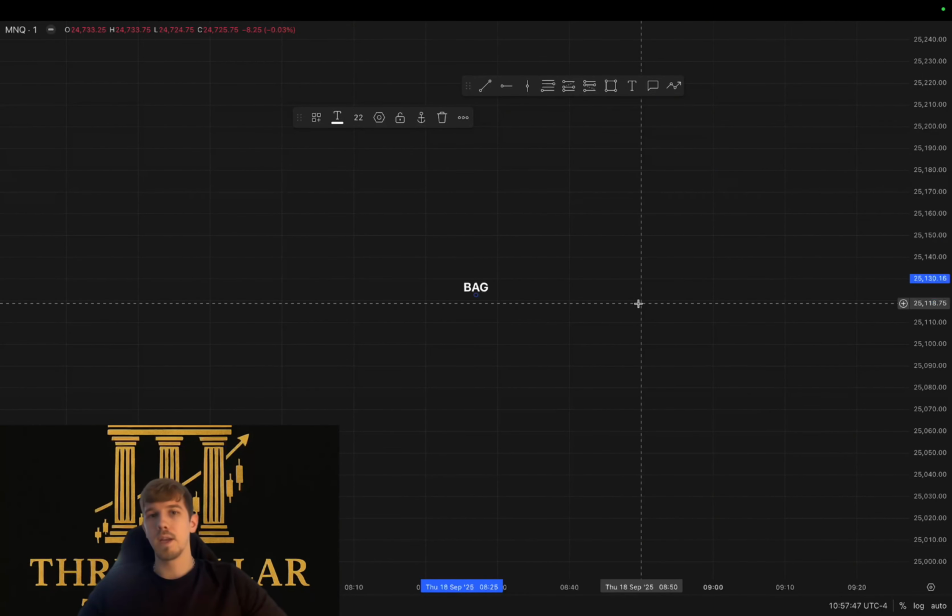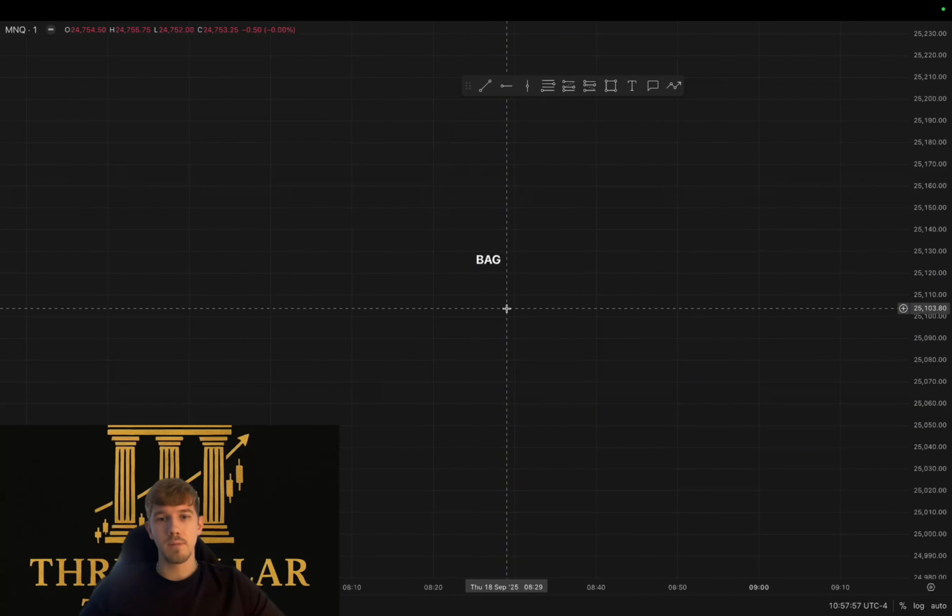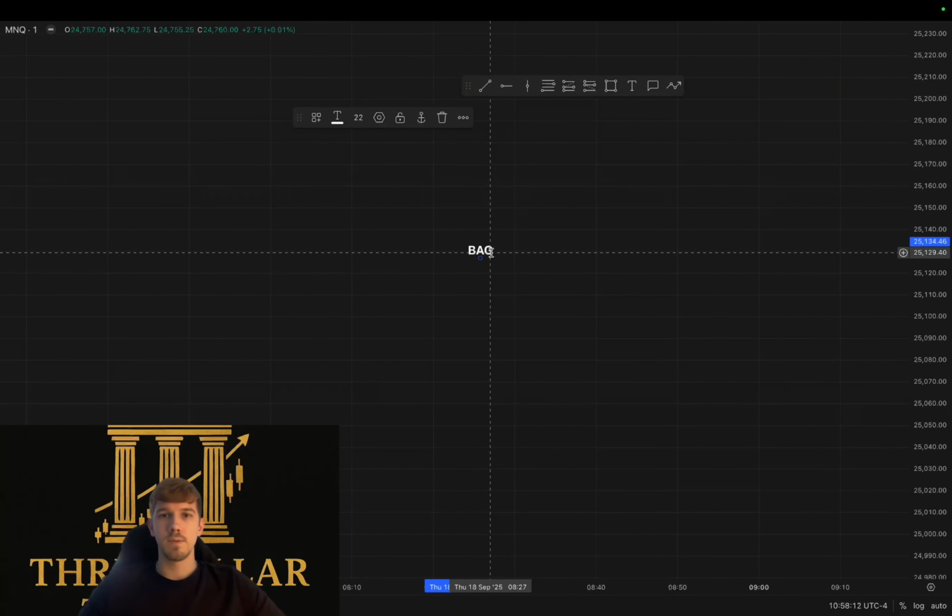This one's going to be about breakaway gaps, or breakaway fair value gaps. This is how we label them on the chart, a breakaway gap. This one's going to be a nice and short video. It doesn't really take too much explaining on what a breakaway gap actually is.